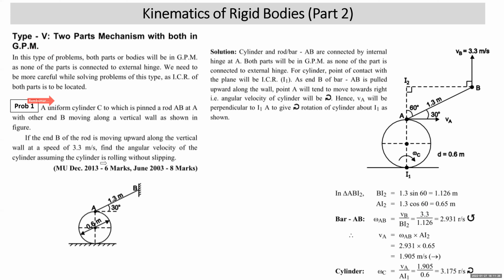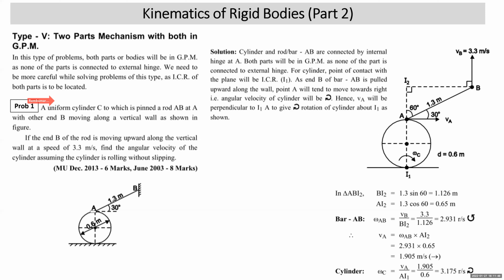Now we understand problem number 1. I'm reading it. A uniform cylinder C to which is pinned a rod AB at A, with the other end B moving along a vertical wall as shown in the figure. If end B of the rod is moving upward along the vertical wall at a speed of 3.3 meters per second, find the angular velocity of the cylinder, assuming the cylinder is rolling without slip.